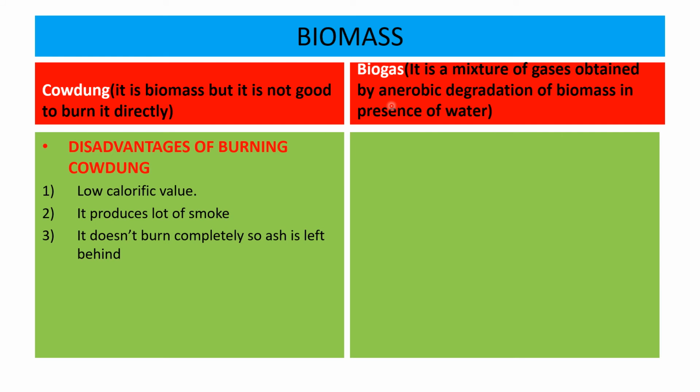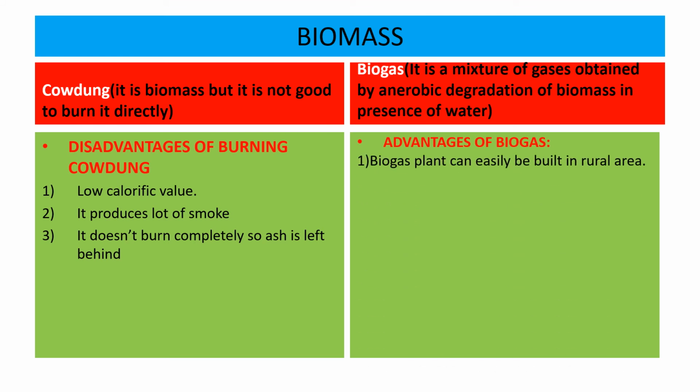Okay, so what is biogas? Again, have to learn it by heart. So what is biogas? It's a mixture of gases which is obtained by anaerobic degradation of biomass in the presence of water. This entire thing, learn it step by step में याद करो. तो बायोगैस क्या है? मिक्सचर ऑफ गैसेस. कैसे मिलता है? एनारोबिक डिग्रेडेशन. किसका एनारोबिक डिग्रेडेशन? बायोमास का. किसके प्रेजेंस में? वाटर की प्रेजेंस में. ठीक है. Now next important, why is biogas considered to be a better fuel than biomass?